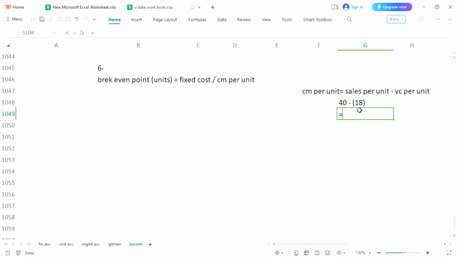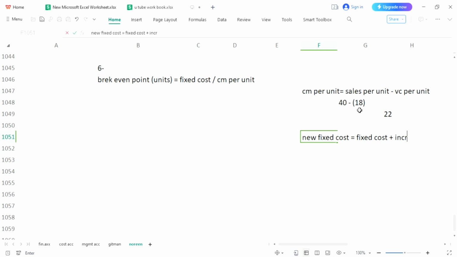Now what would be our contribution margin? 40 minus 18, it would be 22. Come over here, fixed expenses. Oh yes, we'll have to calculate new fixed cost as well. New fixed cost will come by adding original fixed cost plus increment. We can write it just to make you understand, otherwise it can be solved orally.